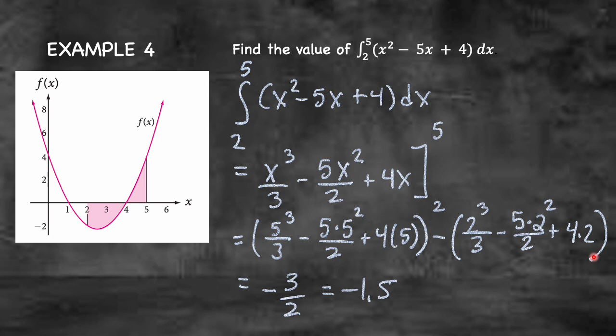Now, when we finish evaluating that, we're going to get negative 3/2, or as a decimal, it would be negative 1.5. And what this tells us is that there is 1.5 square units more below the x-axis than above it, because we have a negative here.